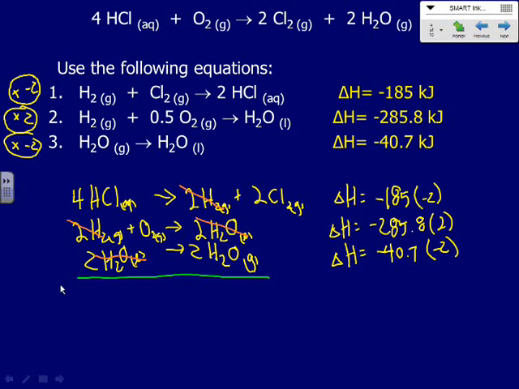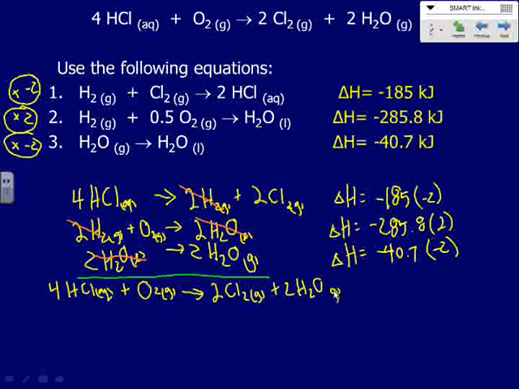I think I can now rewrite. So all the reactants for HCl aqueous. And what else have we got? We've got an O2, and it's a gas. And on this side, we've got 2Cl2, and it's a gas. And we've got 2H2O, and it's a gas. And you'll notice we have achieved the desired reaction, and therefore we can total this guy up.